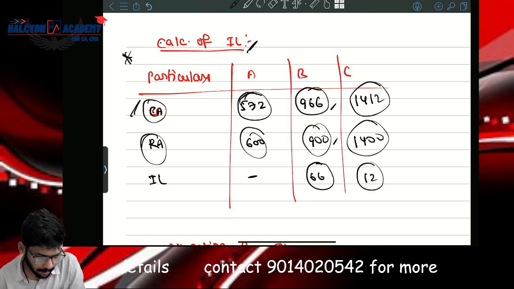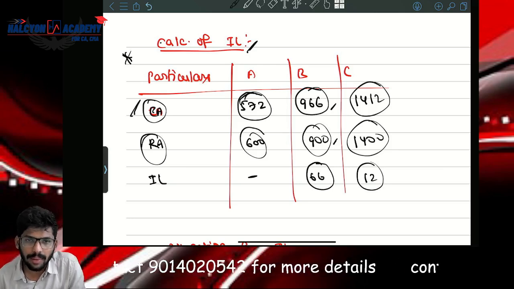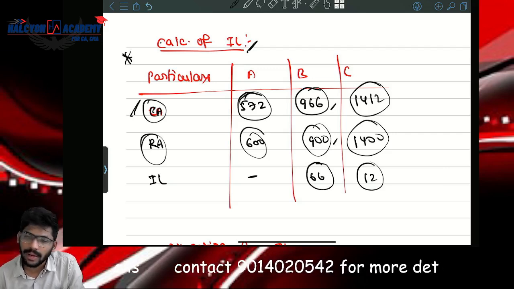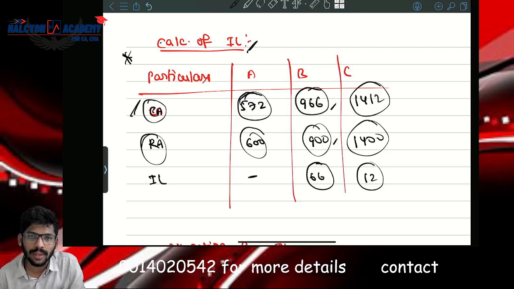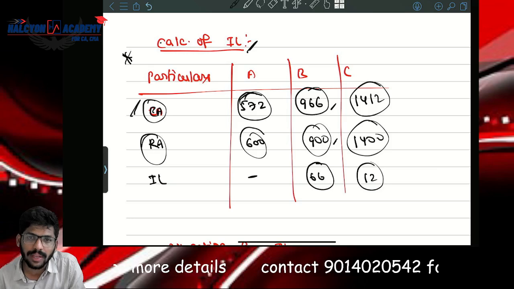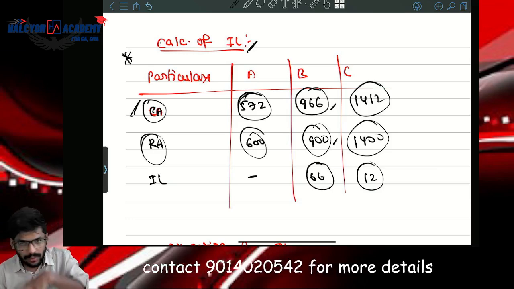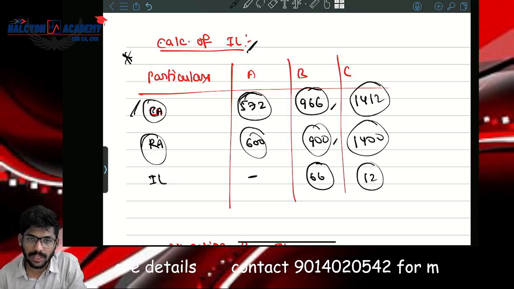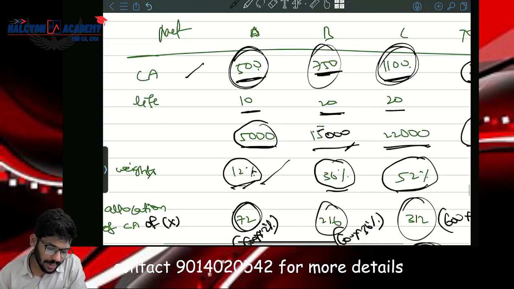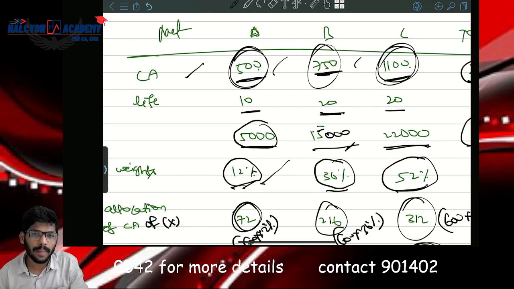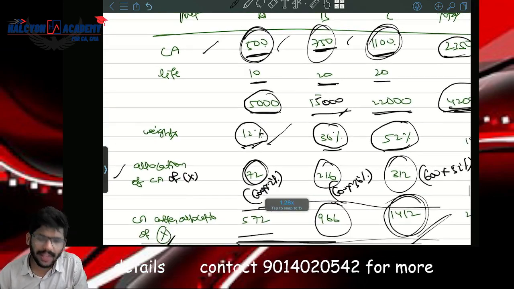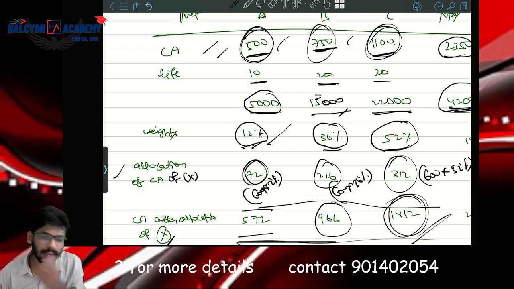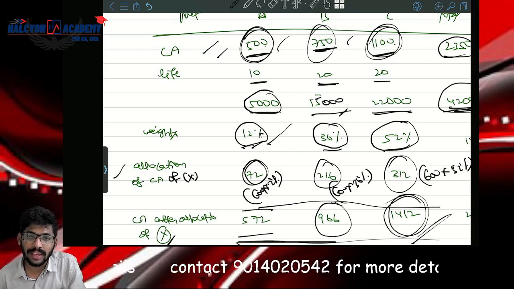Simple, sir. Please remember just one point. When you are calculating impairment loss, what do you need? Carrying amount and recoverable amount. How to calculate the carrying amount? If there are any corporate asset carrying amounts in the given question, that value also should be included in the carrying amount of each individual CGU. In the given question, the carrying amount of each asset is already given, but we cannot add the corporate asset carrying amount directly to the asset carrying amount.